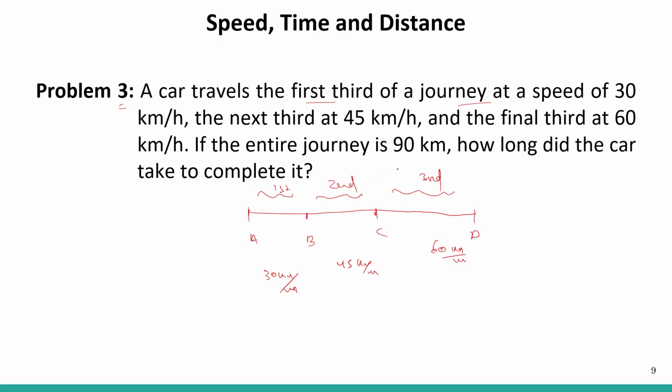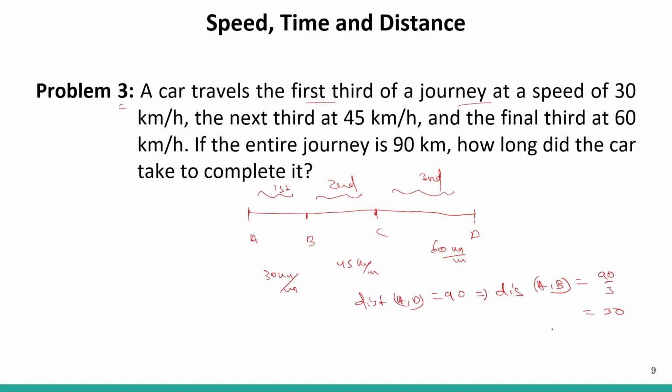Okay, if the entire journey is 90 km, so the distance between A and D is equal to 90. So this implies that the distance between A and B will be what? Since it is one third, it will be 90 by 3, which is equal to 30.